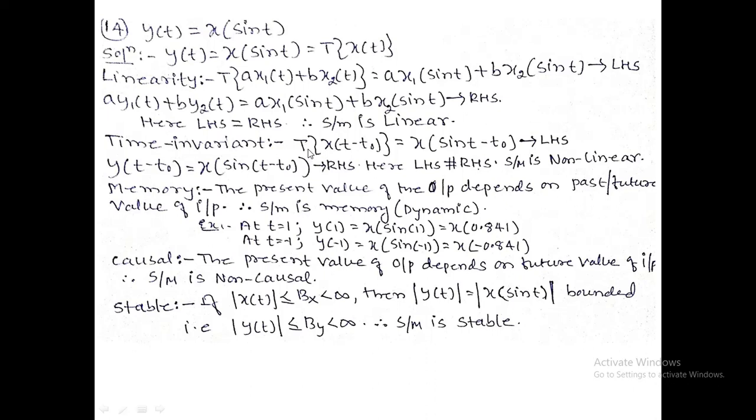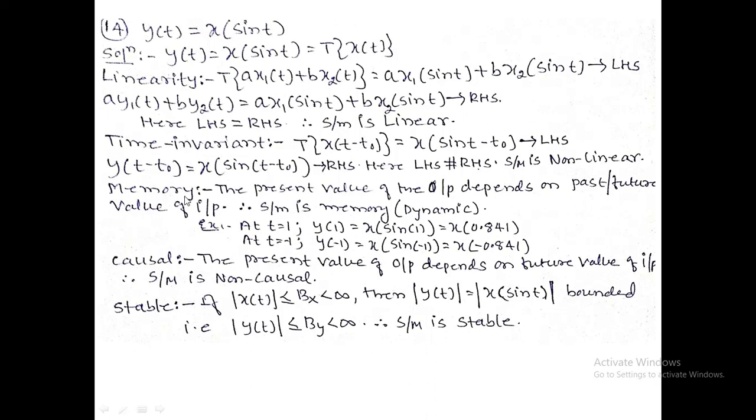Time invariance. T of x of t minus t naught. The system operating on the input signal gives the input signal in which t is replaced by sin of t. Here also, x of t minus t naught, with t replaced by sin t, gives x of sin t minus t naught. This is the LHS. RHS, y of t minus t naught: y of t is given, and I have to replace t by t minus t naught, therefore x of sin of t minus t naught. Comparing RHS and LHS, both are not equal and the system is time variant.